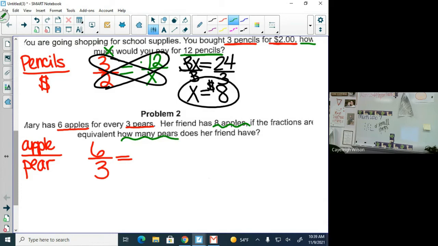How many pears? So pears is going to be my X. So would I take my 8 apples and put them on the top or on the bottom? Top, because I did apples on top of this one, so I'm also going to do apples on top of the other one. And I'm looking for the pears, so that's where I'm going to put my X. So I did apples on top, pears on bottom.